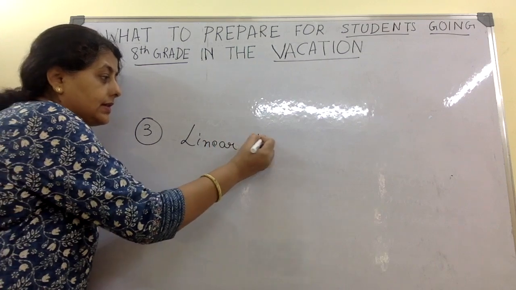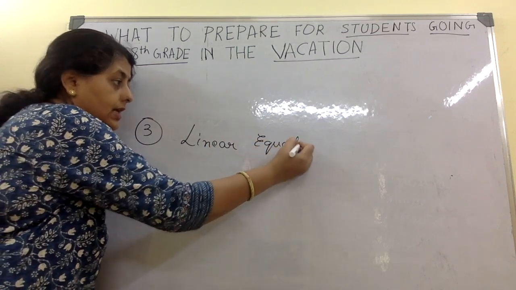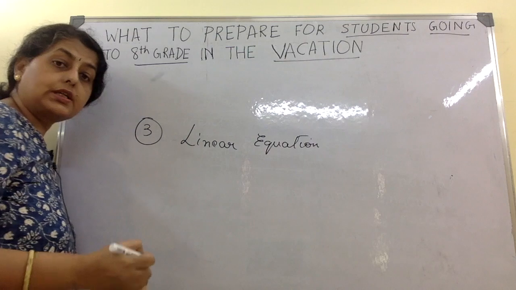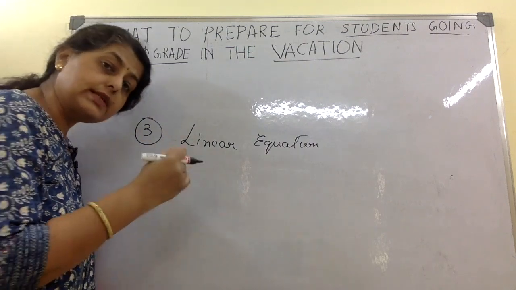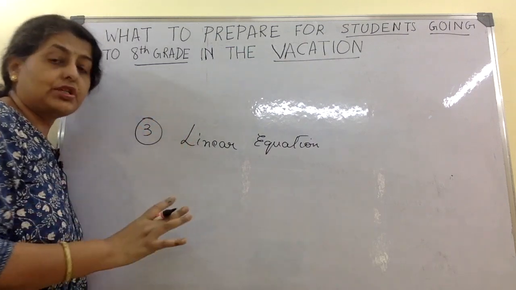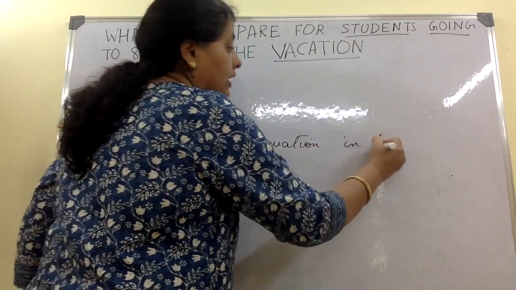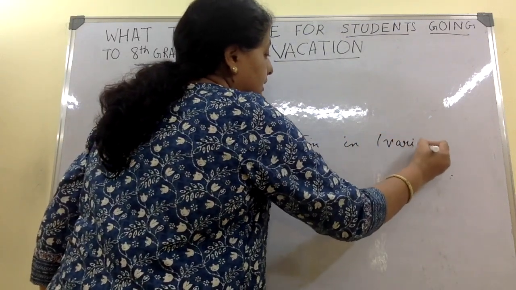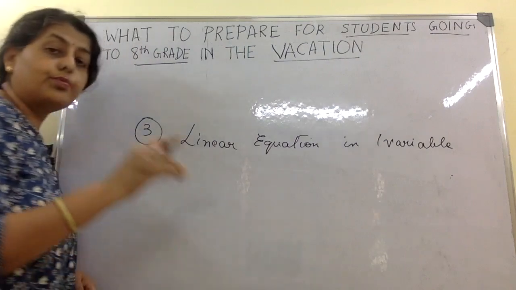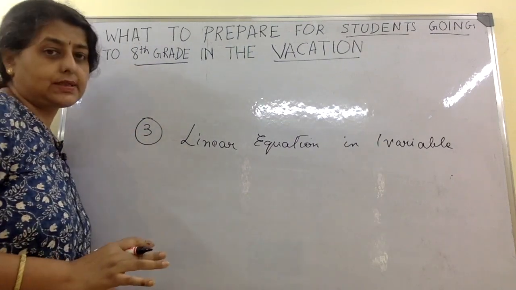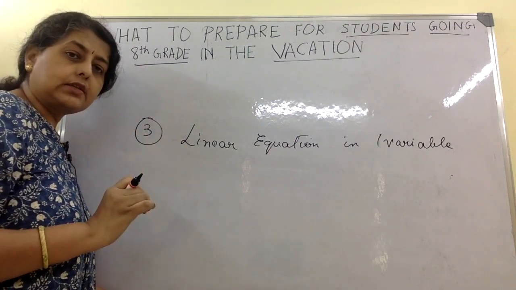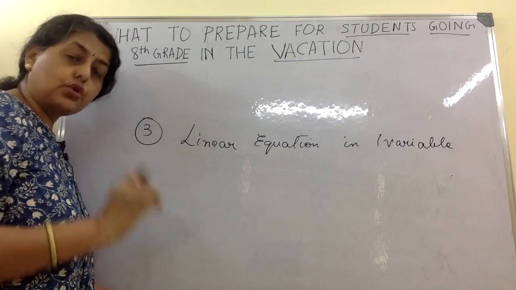Earlier they used to teach this in 8th standard. Now they are teaching it in 6th also, they are teaching it in 7th also. Linear equations in one variable. This is the chapter you must do wherever you get sums from. Let me tell you this very clearly. Any number of textbooks, do it.